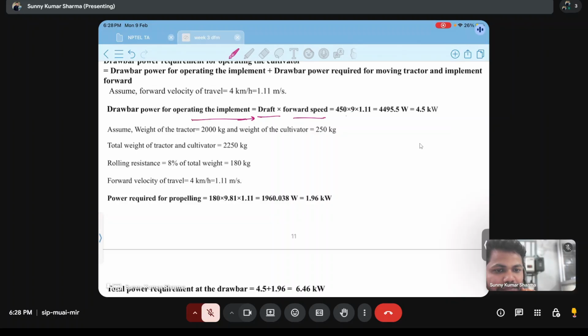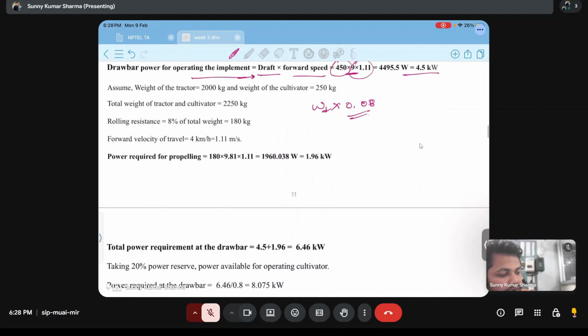So draft into forward speed, that is, draft we have already calculated as 450 Newton, and forward speed is 1.1 meter per second. So 450 into 9, and forward speed 1.1 meter per second. From there we will get 4.5 kilowatt. And drawbar power required for propelling the implement or moving the implement will be its weight times 0.08, which is 8% of the total weight.